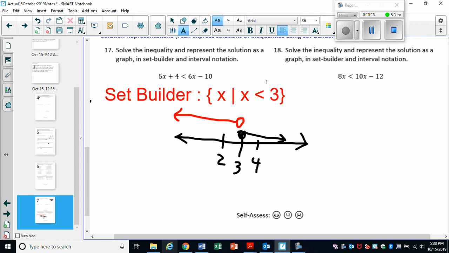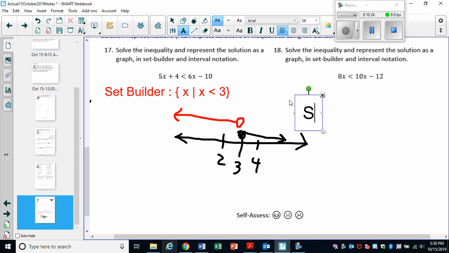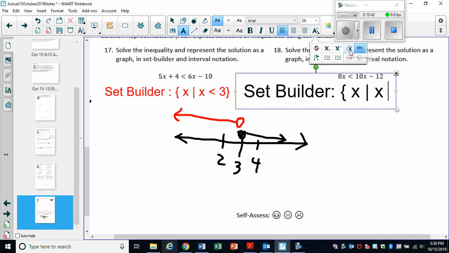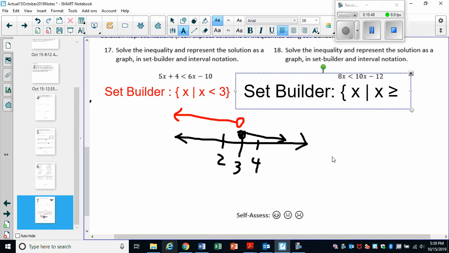Now you could have another case where set builder could describe the black arrow. So in this case, set builder is, oops, let me find the right button, x such that x is greater than or equal to 3.